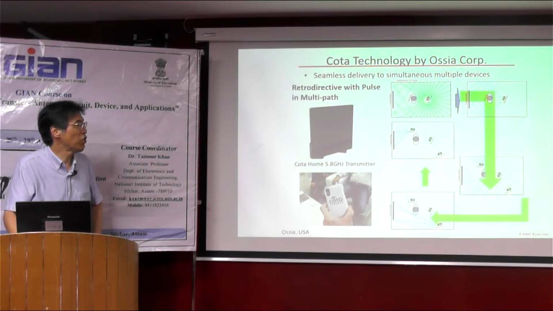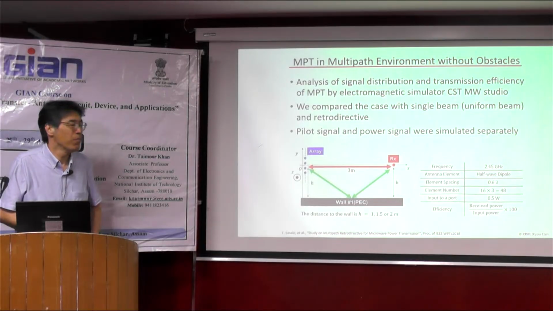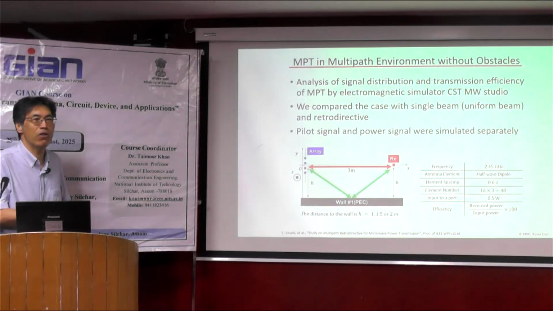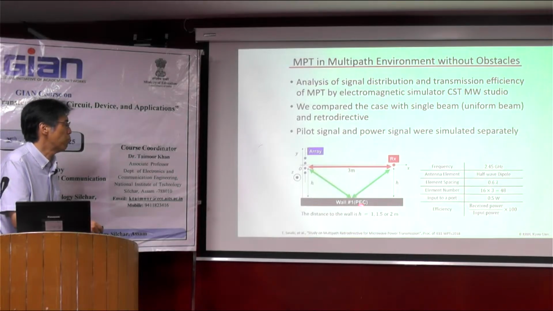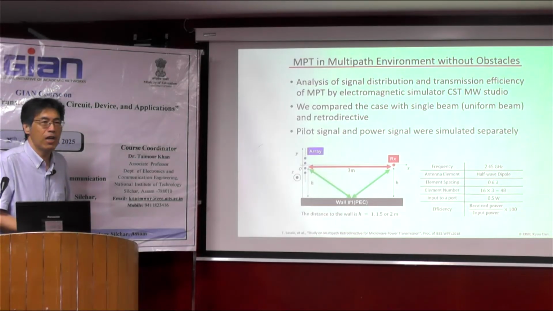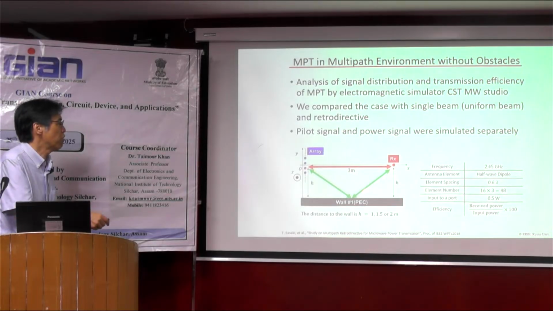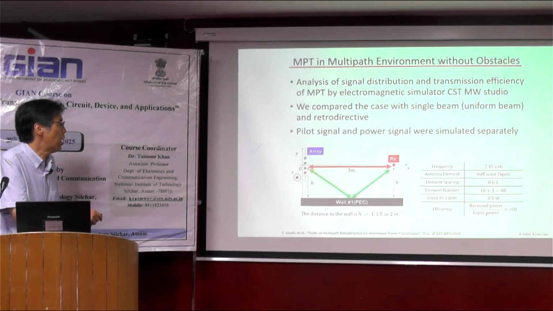So we simulated exactly with the help of an electromagnetic computer simulation. We put one receiver as a transmitter of the pilot signal. And this is a transmitting array. And we put a wall, a perfect conductor. In this case, the pilot signal reaches the receiver through the direct path and the reflected path. So what happened? This pilot signal is merged at the receiver.